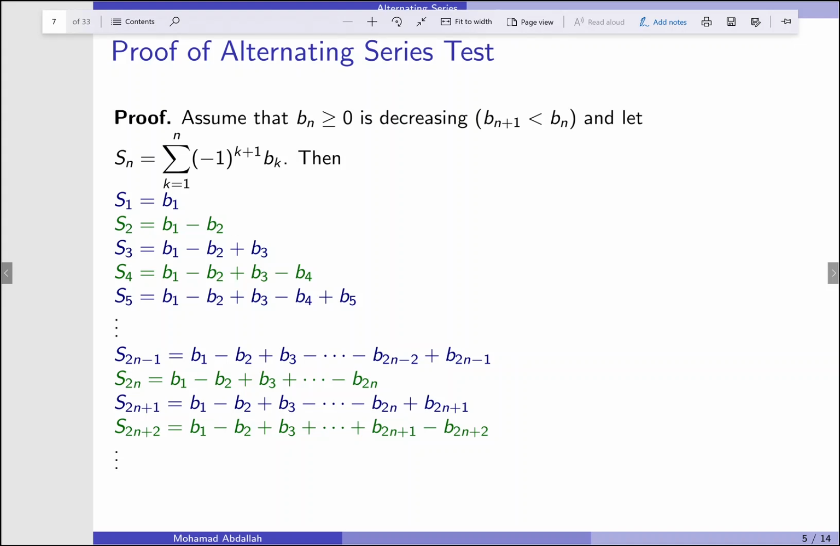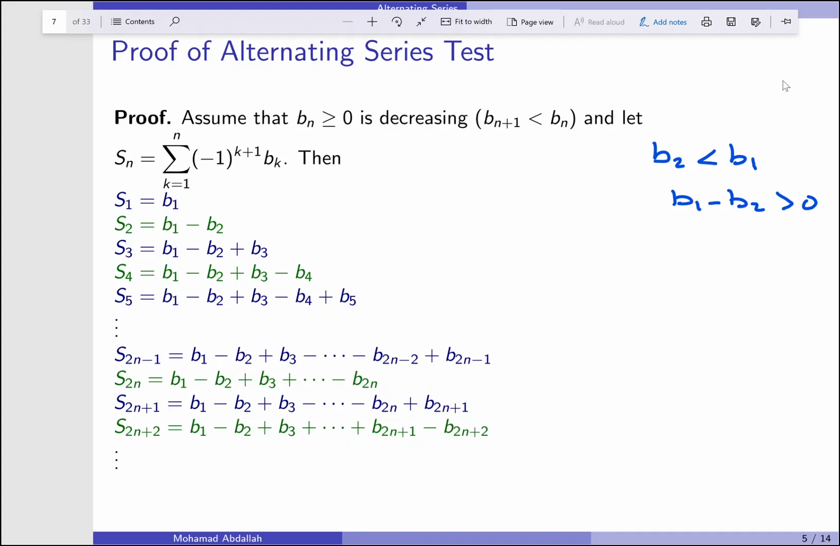Now we want to prove this. The proof is nice. It's not very simple, as you will see, but it's something good to know. So we're going to assume that Bn is greater or equal to 0, and assume that it's decreasing. So I want to show that if Bn is decreasing and if its limit is equal to 0, then the series is going to converge. So here I'm assuming that Bn is decreasing. That means Bn plus 1 is less than Bn. Okay, like for example, B2 is less than B1. So I can use the fact that, for example, B1 minus B2 is bigger than 0, and so on.